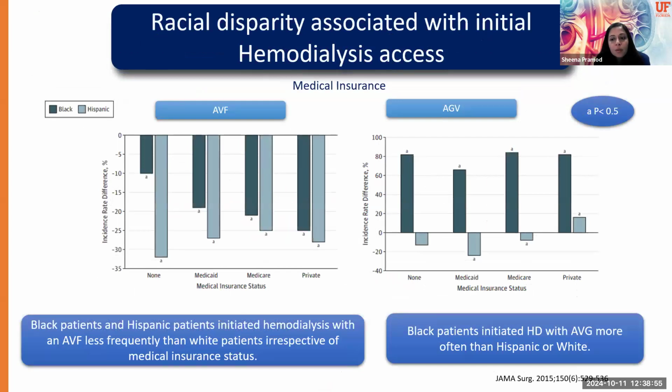Now, one of the things they also looked at was, does insurance play a role in vascular access decisions for these minority cohorts? It was found that patients with or without insurance, Black patients and Hispanic patients initiated hemodialysis with an AVF, a fistula, less frequently than white patients. And Black patients obviously had an increased incidence of AV grafts compared to both the Hispanic and the white patients.